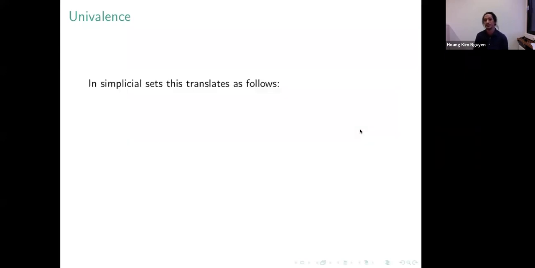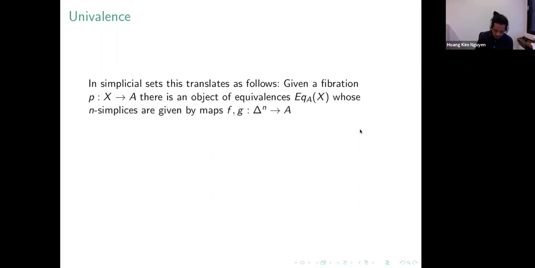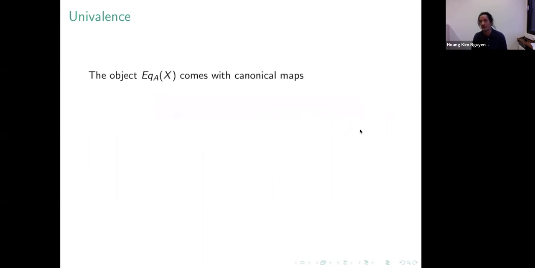So let's translate this univalence axiom in simplicial sets. Given a fibration, either Kan, left, or cocartesian, we can define an object of equivalences, which looks as follows. The n-simplices are given by a pair of maps from the standard n-simplex into the base, and we also want an equivalence of fibrations when we pull back P along these maps. That's the data of an n-simplex. It's a simplicial set, the object of equivalences, and it comes with canonical maps which give a factorization of the diagonal.